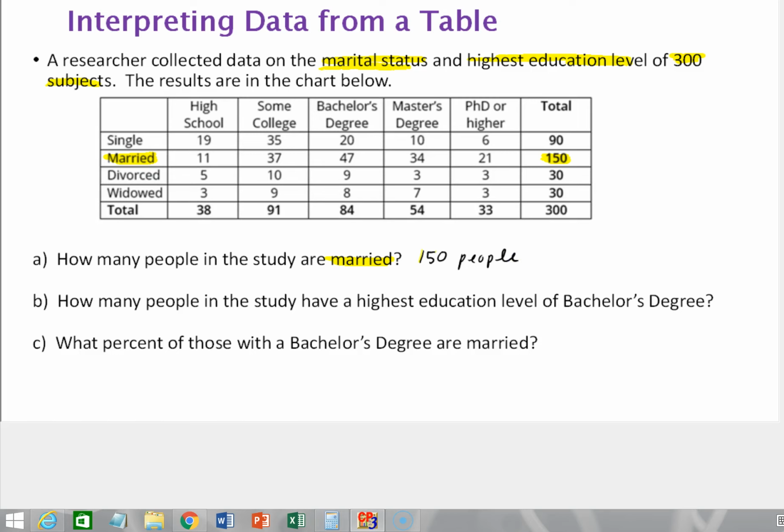Let's look at the next one. How many people in the study have a highest education level of bachelor's degree? So education level is in this top row. Here's bachelor's degree in the third column. And if we go down to the bottom, we could see the total is 84 people.